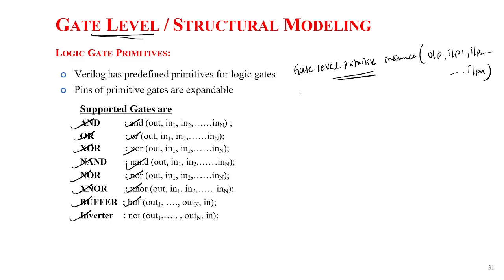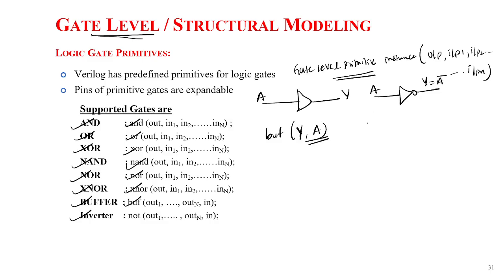A buffer is simple: whatever input you give, you get at the output. So I can write buf with output Y and input A. If it is an inverter, Y equals A bar, so here I write not, Y followed by A. So this is gate level modeling.